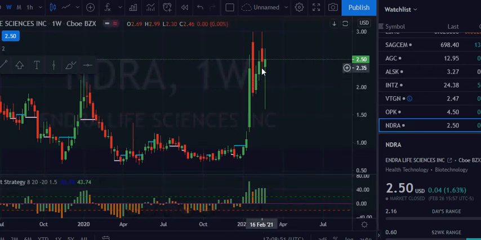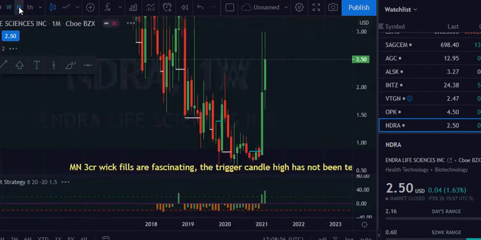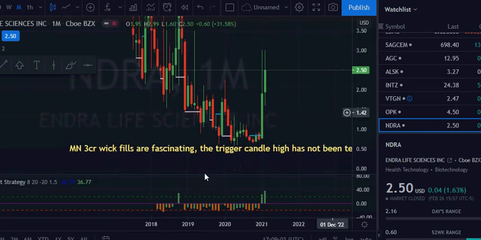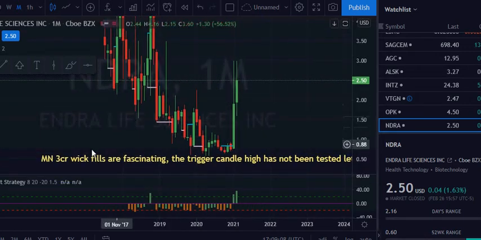Weekly is strong with that massive, it's effectively a weekly hammer. End of the month, end of the week, end of the month. Massive old 3CR up. Oh, right, I've already analysed this one in the past and talked about it. 3CR wick fills are fascinating. As you can see, it filled that wick there. It might not have been filled when I made this previous chart, but it was on my radar already. No surprises there then. Let's go back to finviz.